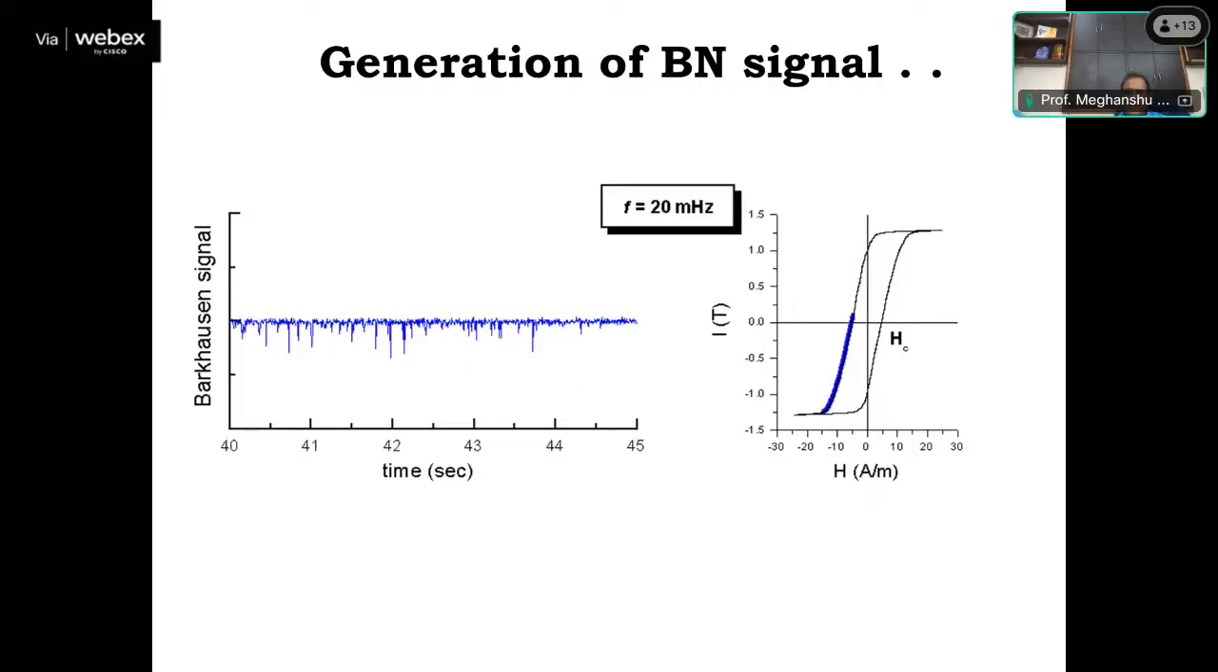So that is the most important advantage. We can play with the penetration depth. This was not possible in case of the neutron diffraction technique. This was also not possible in case of the X-ray diffraction technique. But in this magnetization technique or Barkhausen noise technique, it is very easily possible.